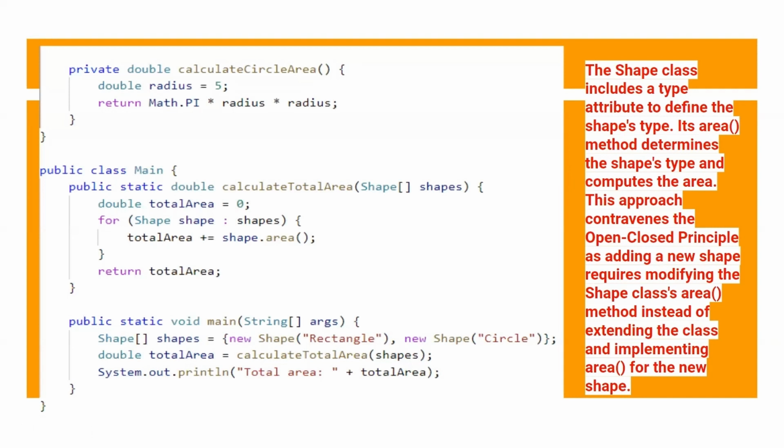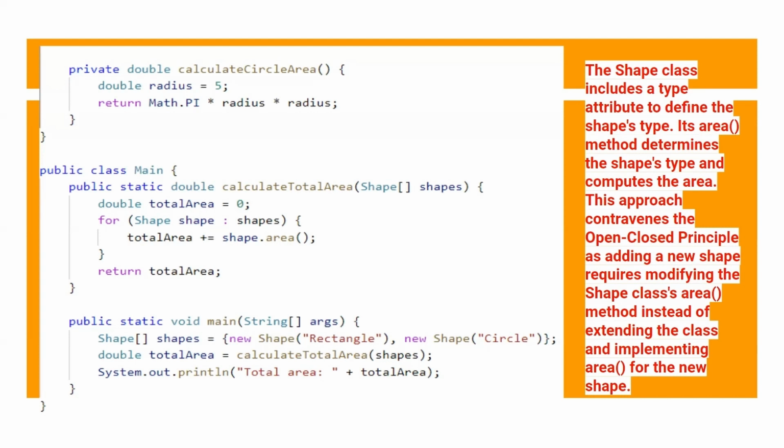So here the Shape class includes a type attribute to define the shape's type. Its area method determines the shape's type and computes the area. This approach violates the open-closed principle, as adding a new shape, suppose we add a triangle, will require modifying the Shape class area method instead of extending the class and implementing area for the new shape. So there's a violation over here, and it makes the code complex as well.